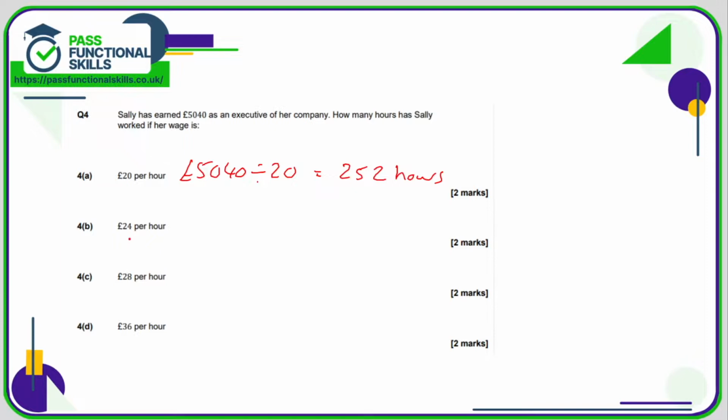For the remaining questions, we're doing exactly the same thing, except we're dividing by 24, 28, and 36. Presumably, if she's earning more per hour, that will mean that she'll work fewer hours to earn this total, because we are dividing this total by a bigger number, so we should get a smaller answer, and that works out as 210 hours, 180 hours, and 140 hours.